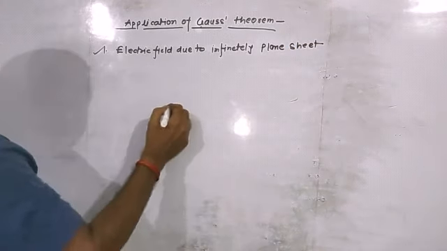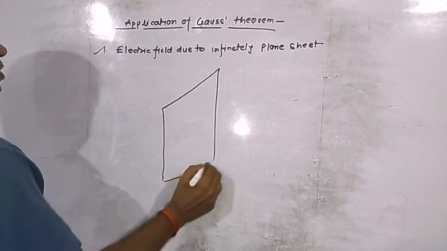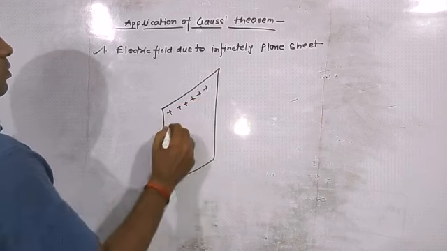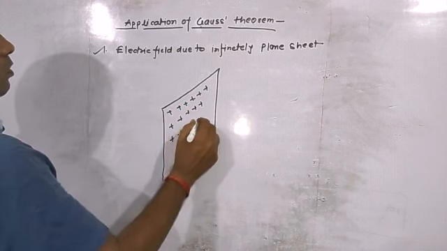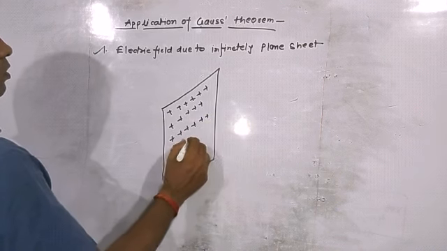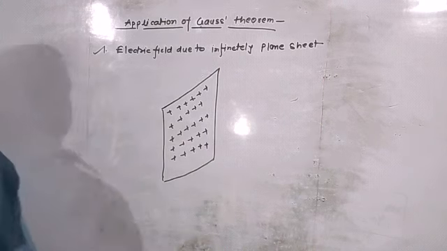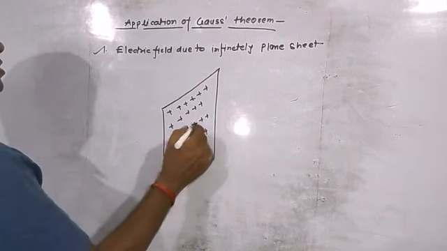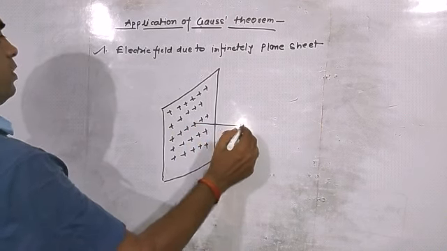Now suppose that we have taken a sheet having uniform surface charge distribution and charged uniformly. We have charged it. Now we want to find out the electric field intensity due to this infinite charged plane sheet at point P. We have to find it at P.